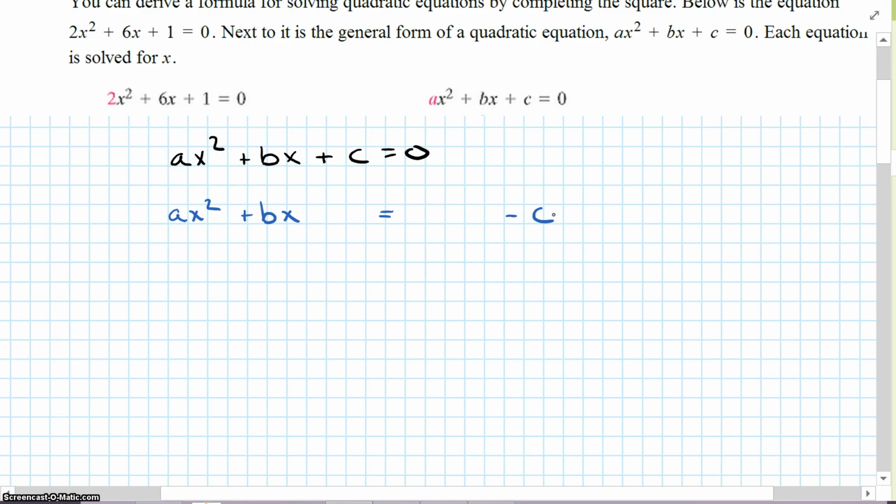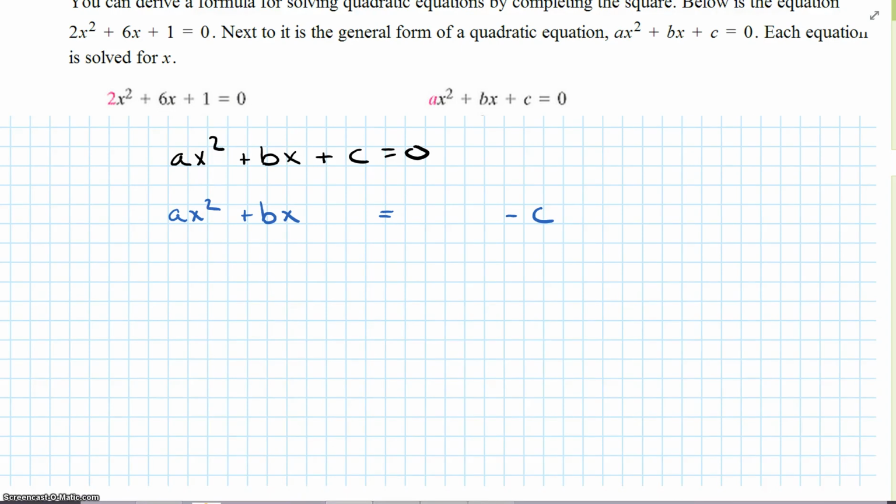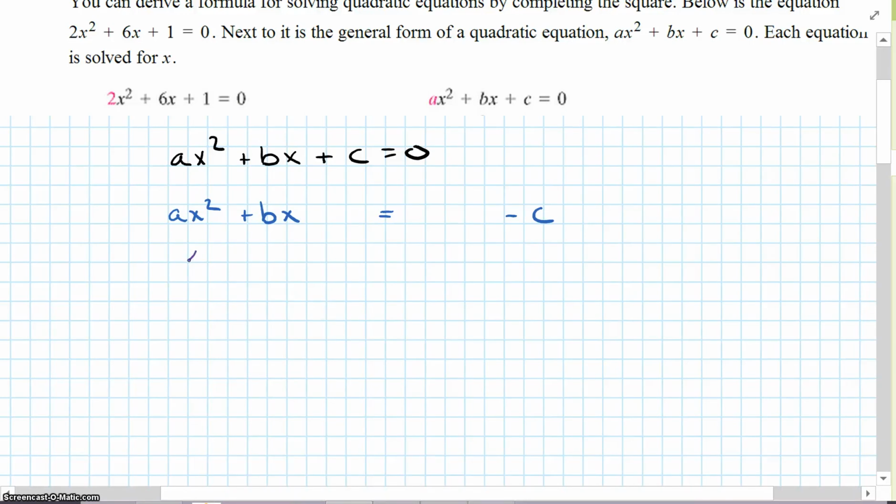Okay, the next step to solve for a quadratic is we've got the variables to one side of the equation. Now divide by that a value, okay, to get the a value to be 1. So I'm going to get x squared plus b over a x, I've divided everything by a, equals negative c over a.